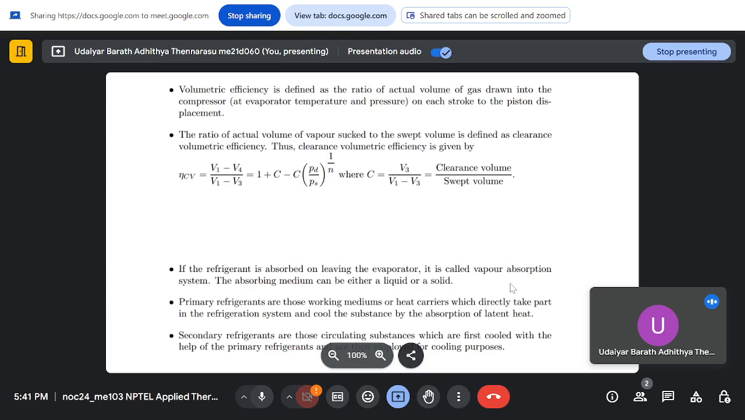So next is volumetric efficiency. Volumetric efficiency is defined as the ratio of the actual volume of gas drawn into the compressor on each stroke to the piston displacement. So the ratio can be given as volumetric efficiency equals 1 plus C minus C into Rp raised to the power 1 by gamma or 1 by n, where C is the clearance volume, and V3 by V1 minus V3 is the displacement volume. So the refrigerant in the vapor absorption system.